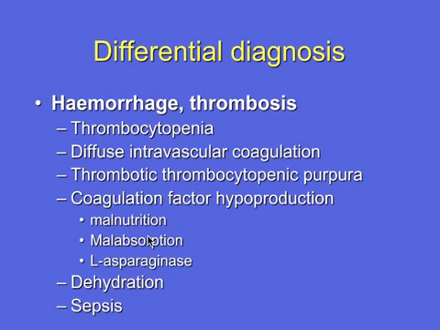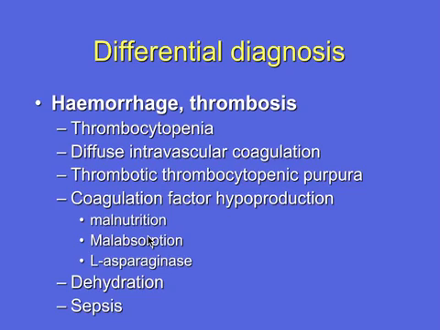Hemorrhage and thrombosis are important causes. A lot of our patients have low platelet counts, and if that's the case, then you're at risk of an intracranial hemorrhage. A patient who is encephalopathic and known to have low platelets, you should be thinking about giving platelets urgently.